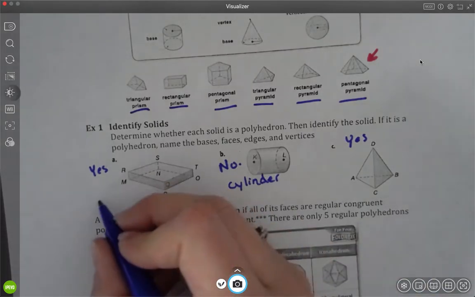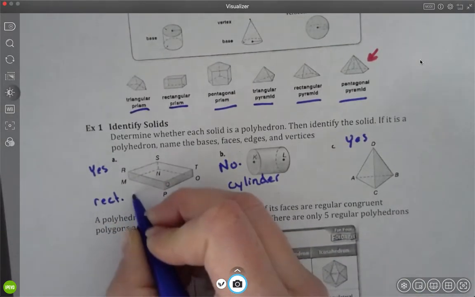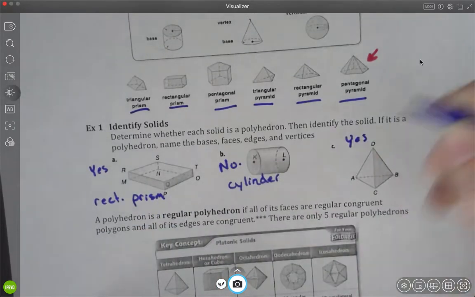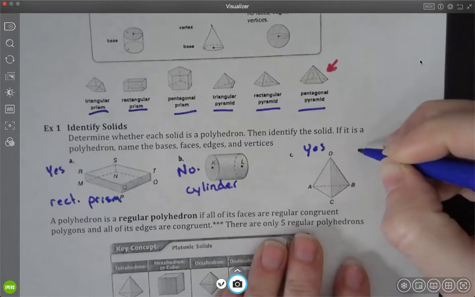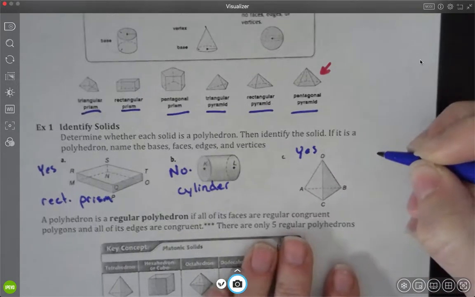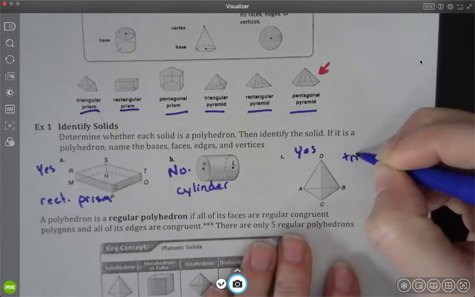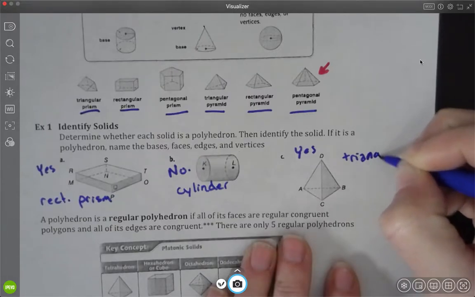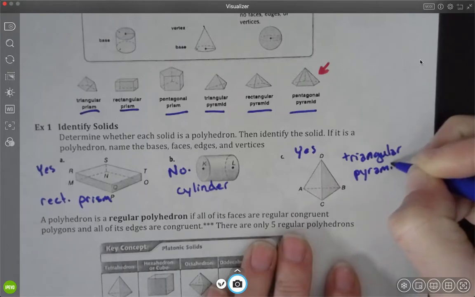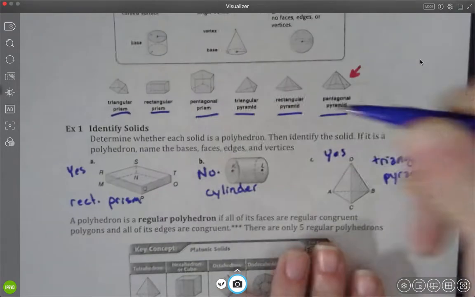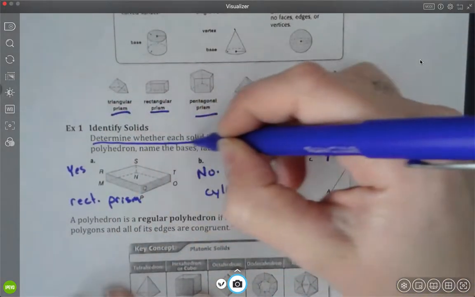He is a rectangular prism. Okay, what about C? What is the name for C? He is a triangular pyramid. Okay, triangular pyramid. So we have determined whether each solid is a polyhedron.